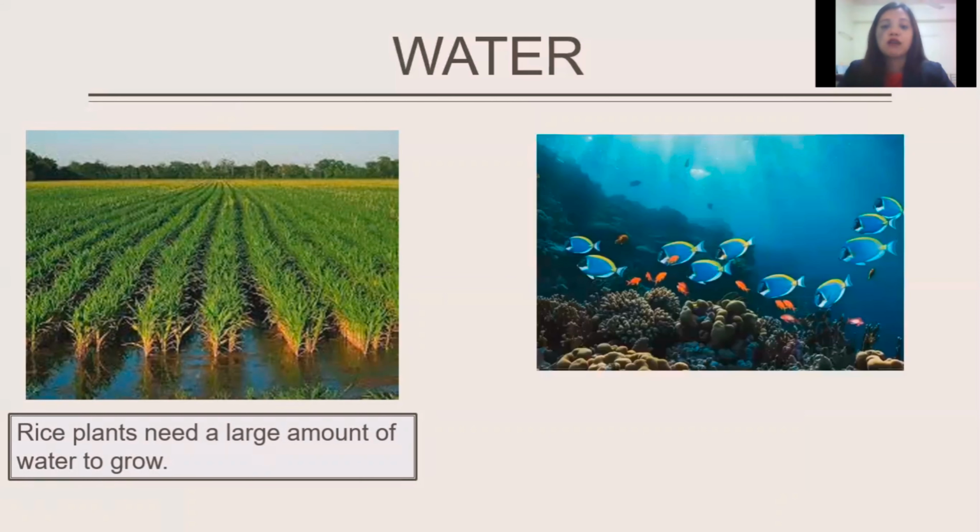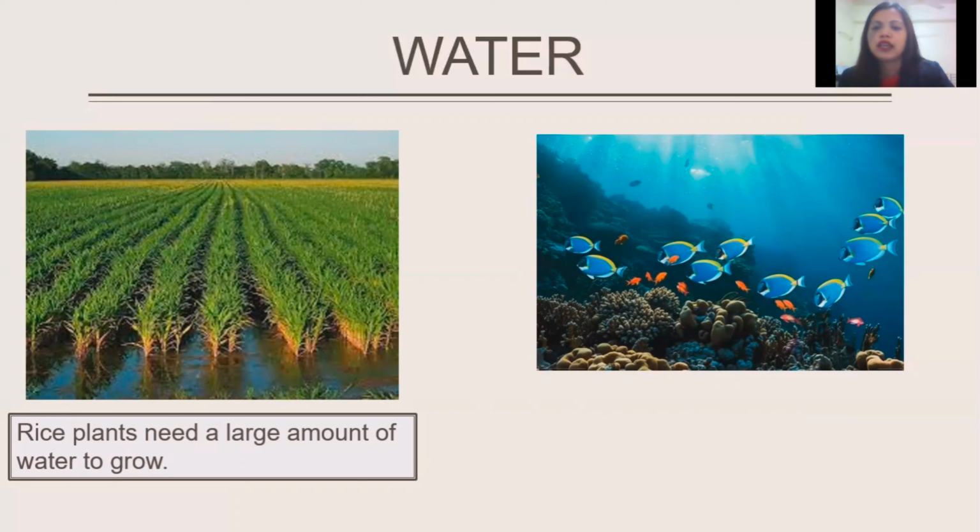Okay? So we also have here the fish and other aquatic animals. These aquatic animals, such as the fish, the dolphins, and the sharks, also need water. Why do you think these aquatic animals need water?